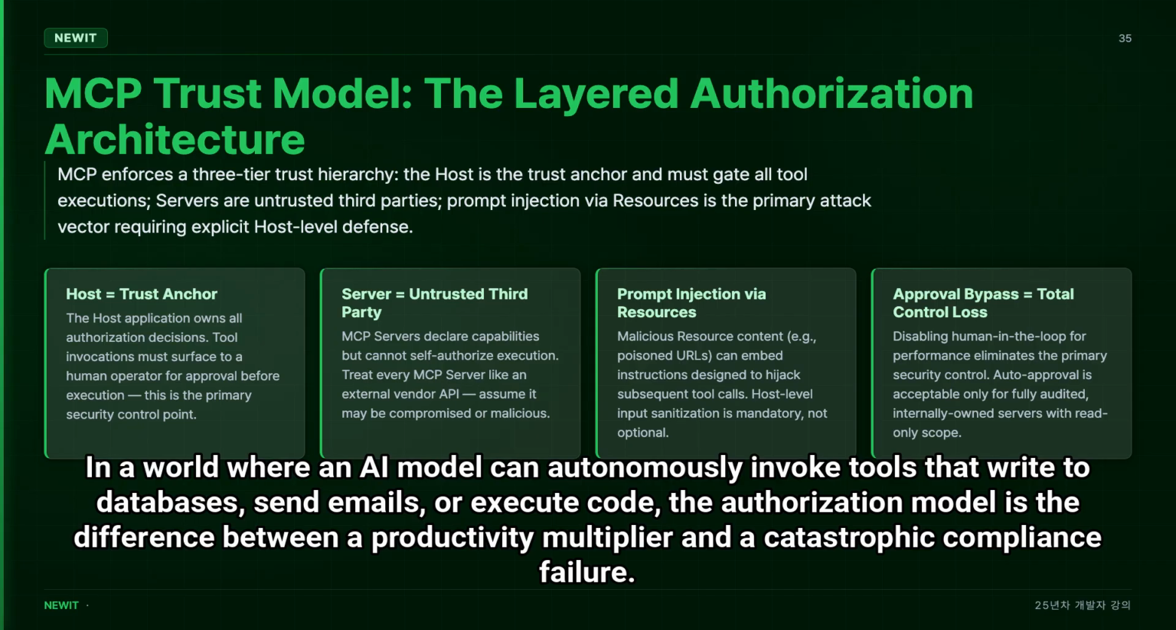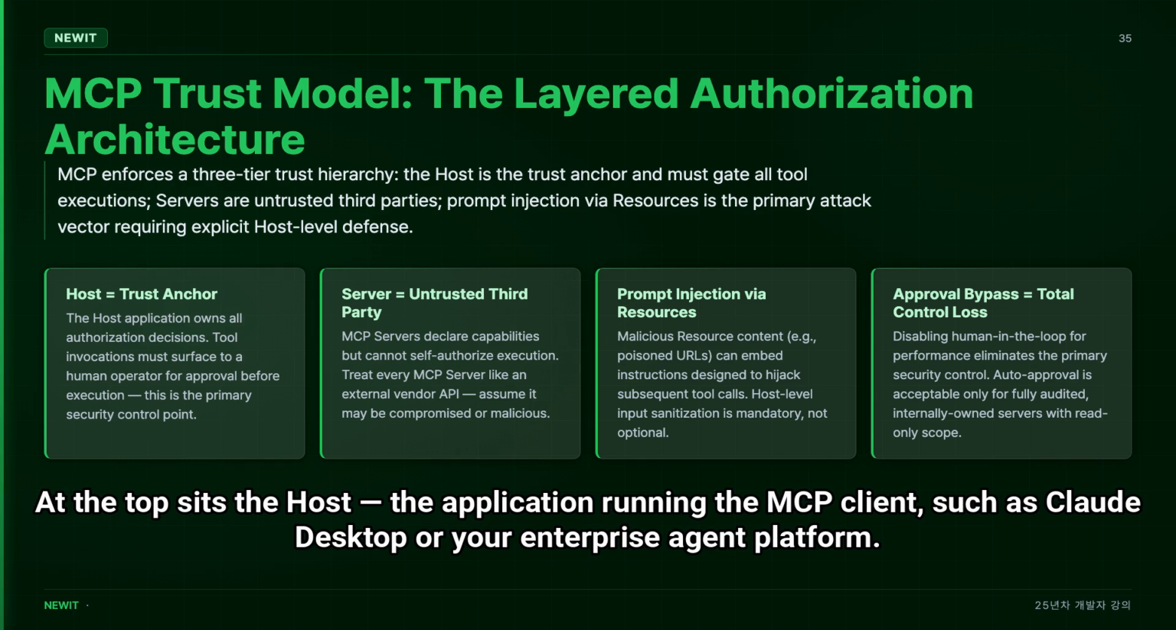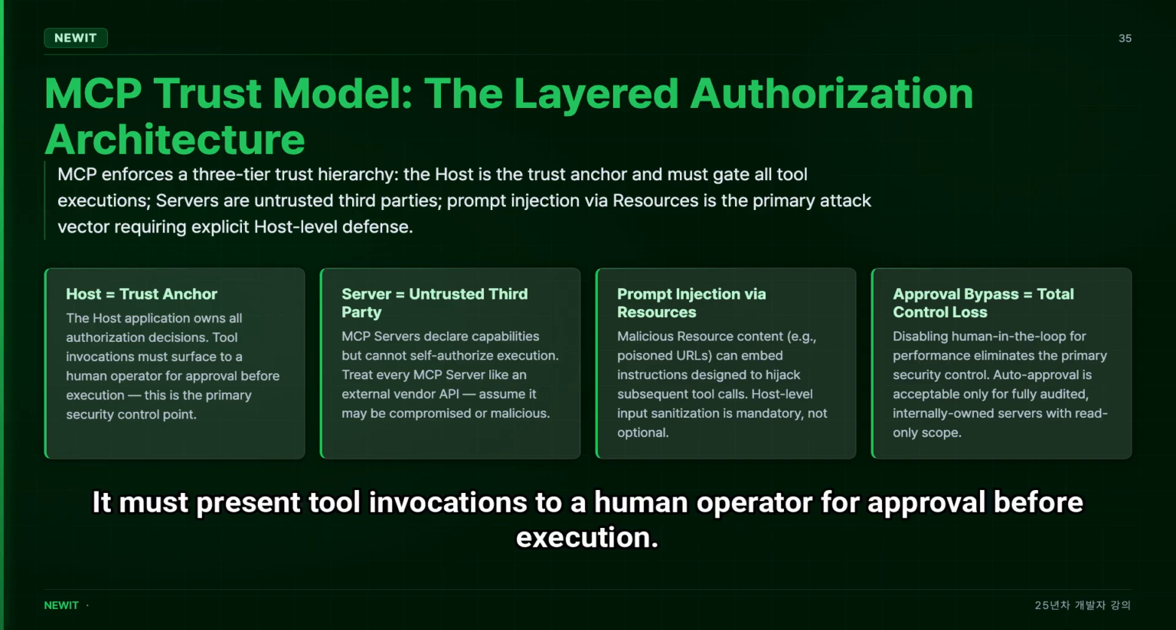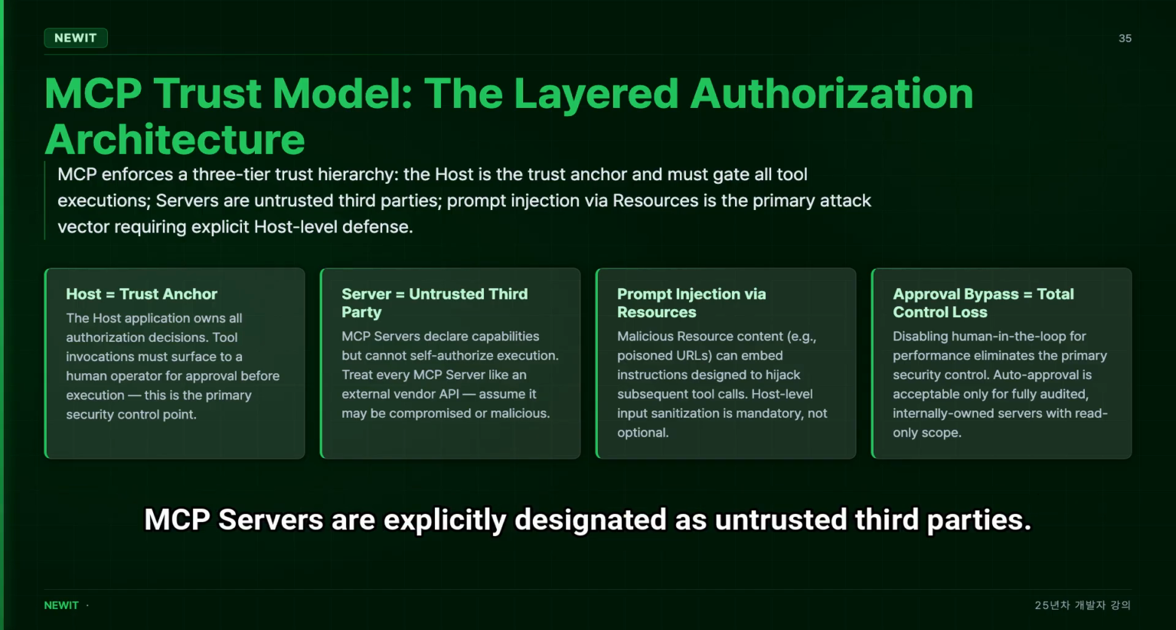In a world where an AI model can autonomously invoke tools that write to databases, send emails, or execute code, the authorization model is the difference between a productivity multiplier and a catastrophic compliance failure. MCP addresses this through an explicit, layered trust hierarchy. At the top sits the host, the application running the MCP client, such as Claude Desktop or your enterprise agent platform. The host is the trust anchor. It must present tool invocations to a human operator for approval before execution. This is the human-in-the-loop control point that distinguishes MCP from raw function calling.